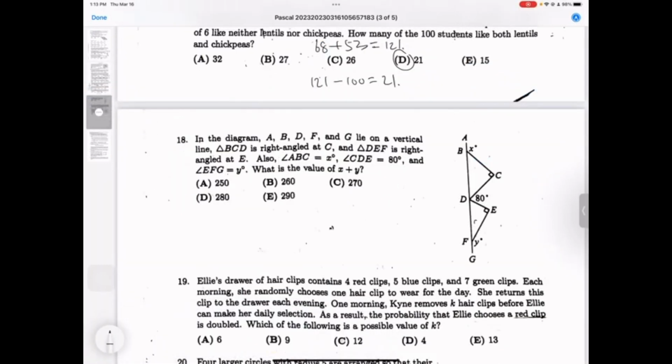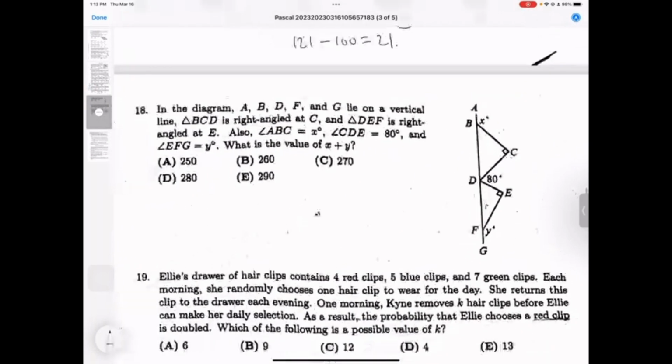And so for question 18, we're told to find the value of x plus y. So we can just let this angle be P and this angle be Q. We first know that P and Q add up to 100 degrees, and then we know that P plus 90 degrees is x, and Q plus 90 degrees is y.